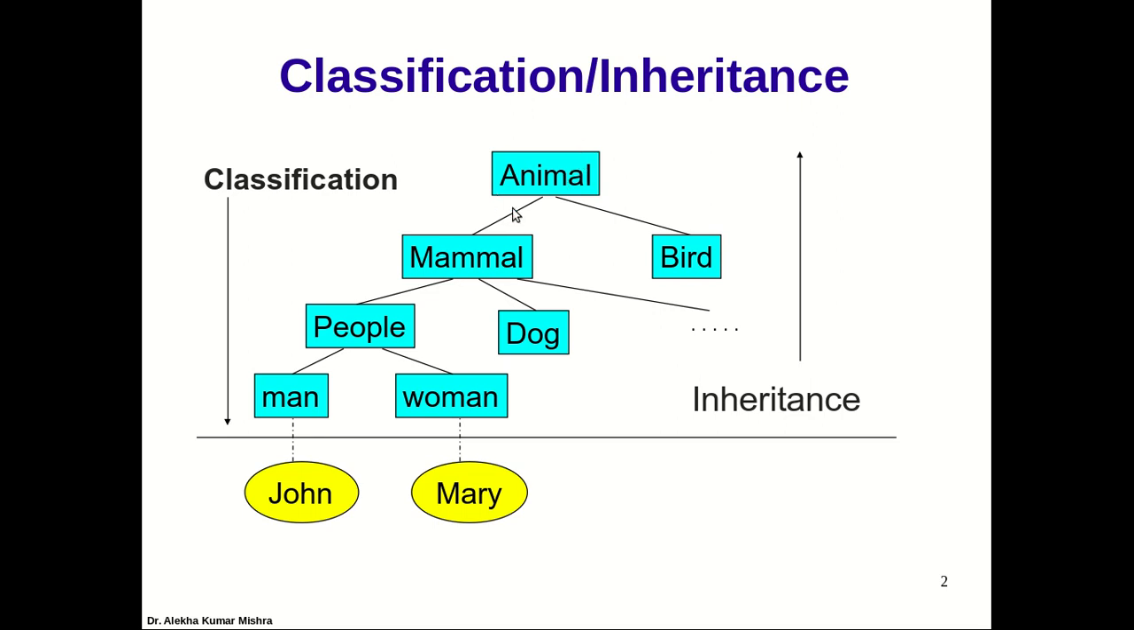So what is inheritance? It means they take some features. If you define some feature in animal, then mammal and bird will generally have those features. Whatever the common features of people are will definitely be available as features of man and woman, that is, inherited. So we say that man and woman inherit this feature from people, and people and dog inherit the feature from mammal. This is the relationship between classification and inheritance.